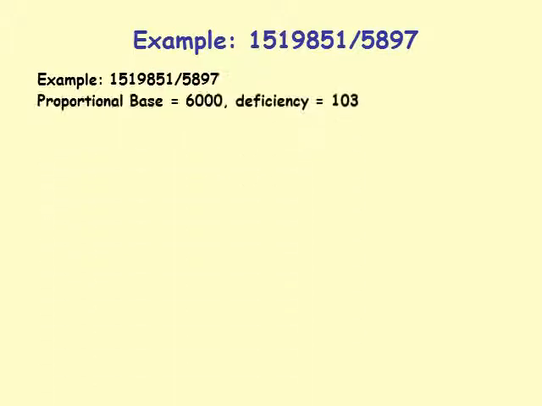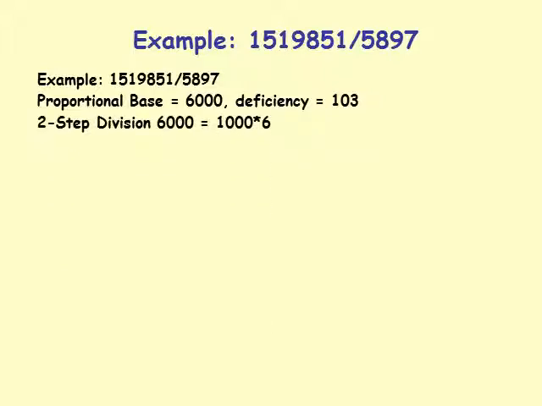Example here. The example is 1519851 divided by 5897. Okay, let's continue here. Let's choose a base. The base number is proportional, 6000, and the deficiency is 103. The deficiency of 5897 from 6000 is 103.